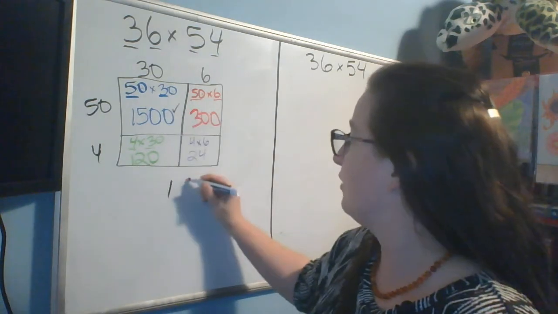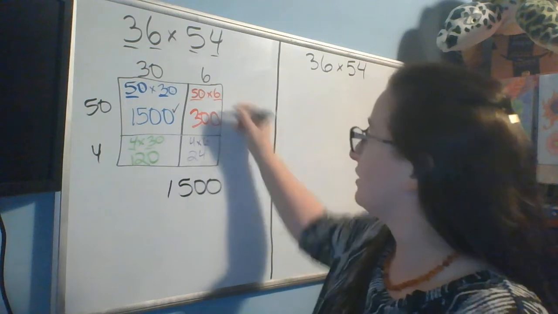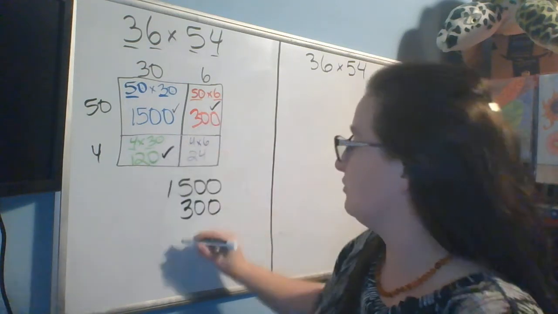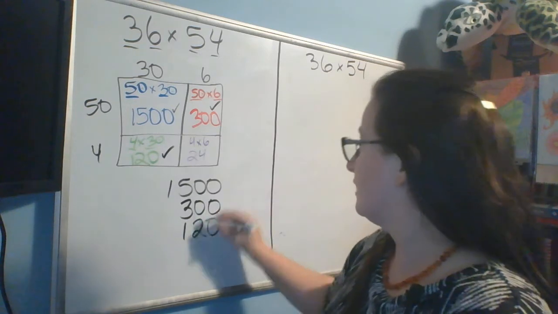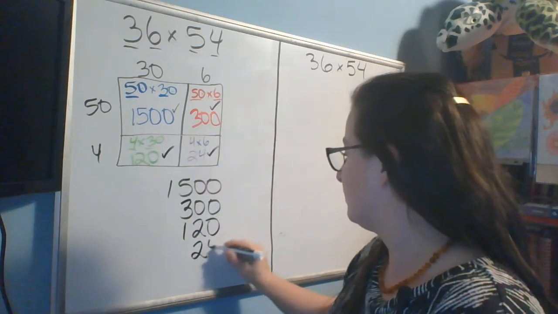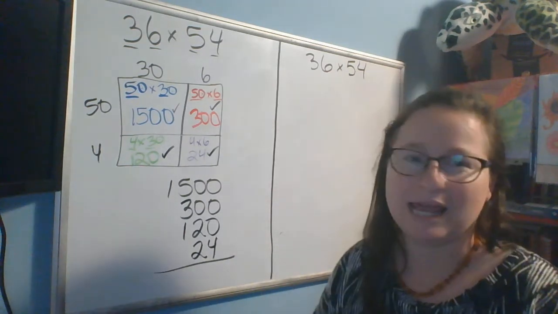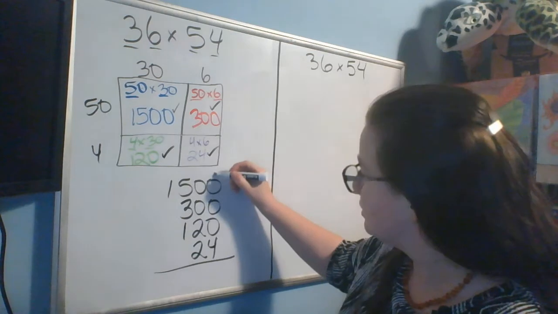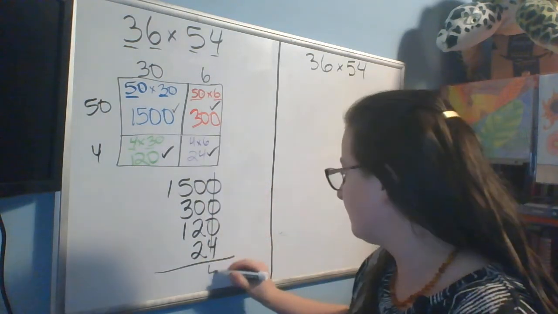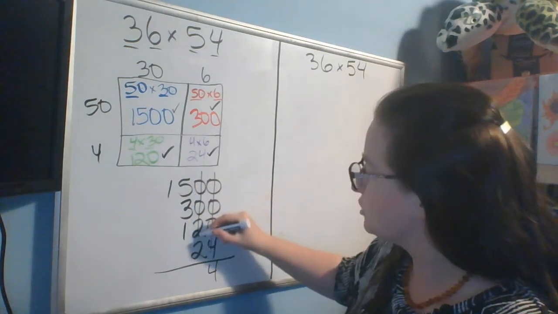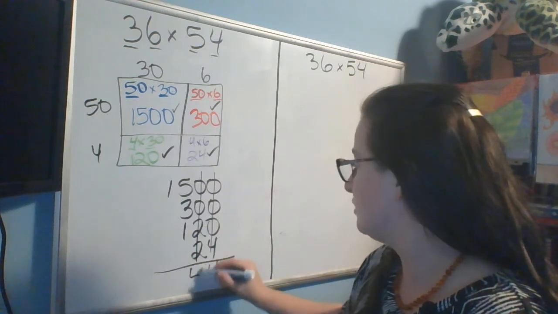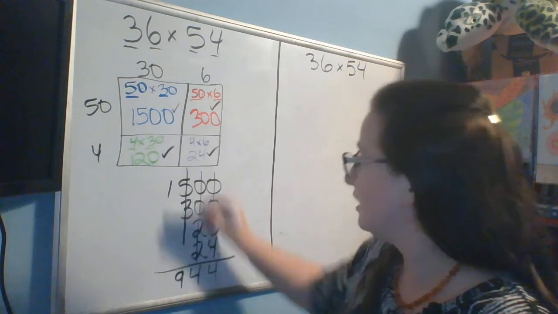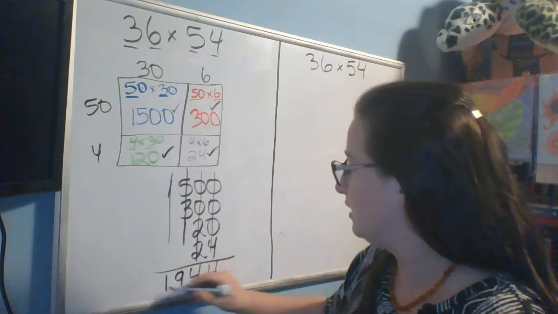All right, so I've got 1,500, and I've got 300, and I've got 120, and I've got 24. Add it all up. I'm going to use my line strategy. I like to draw a line straight down as I add so I don't get off. 0 plus 0 plus 0 plus 4. 0 plus 0 plus 2. 2 plus 2 is 4. 5 plus 3 is 8. Plus 1 more is 9. And 1.